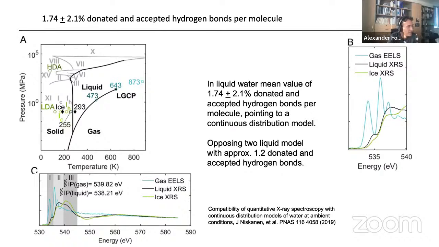And people have previously postulated that there should be 1.2 donated and accepted hydrogen bonds. Also, you have to multiply by a factor of 2, which is then 2.4 neighbors, if you so want. That's far away from 4 neighbors of tetrahedral. And since Andrew said we should also point out risks in the spectroscopies, how did that come?